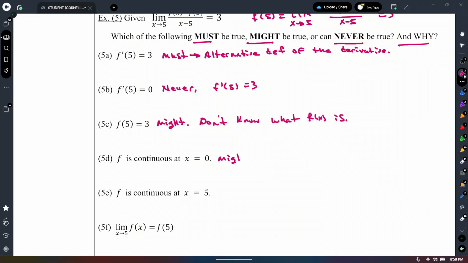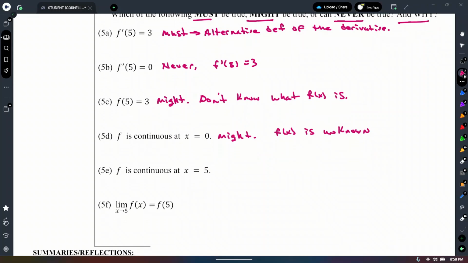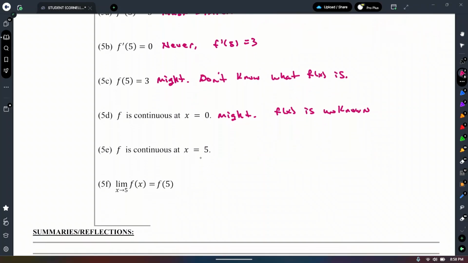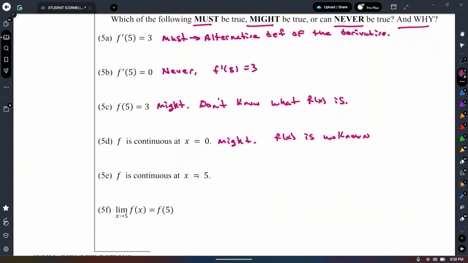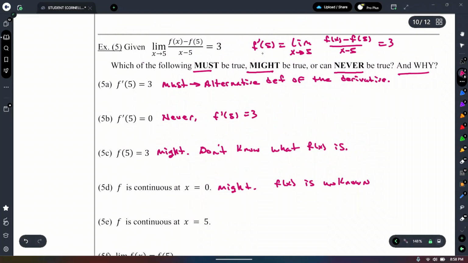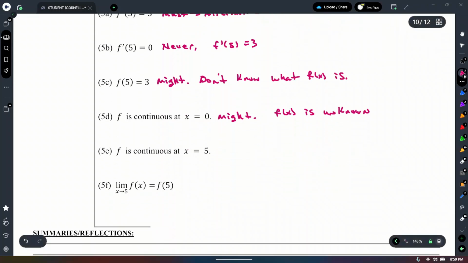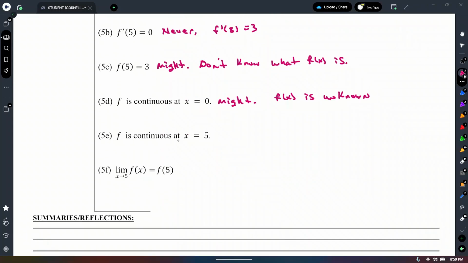This might be true, and for the same reason, f of x is unknown. Could be true. We can't say it isn't true. We can't say it must be true. We don't have enough information. It might be true. So f is continuous at x equals 5. So think about whether f needs to be continuous at x equals 5. If we go back to our derivative, think about what must be true to be able to take a derivative at a point. This is one of our conditions to be able to take a derivative.